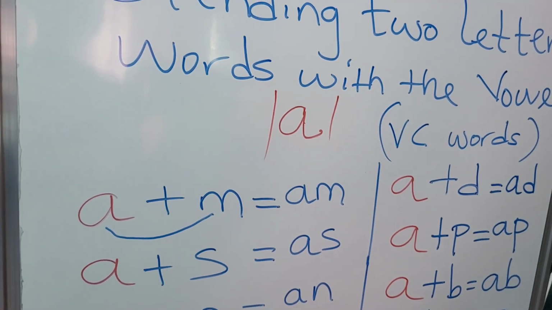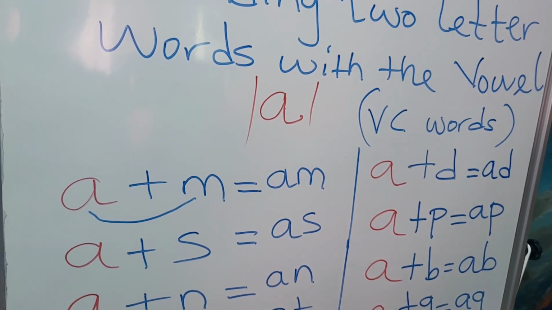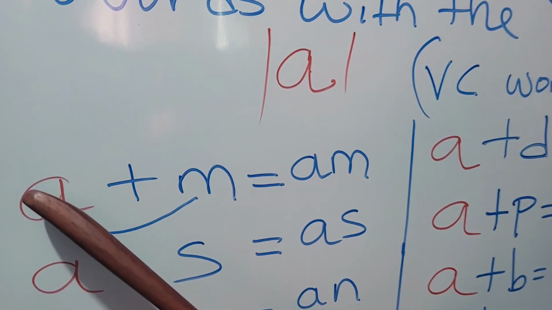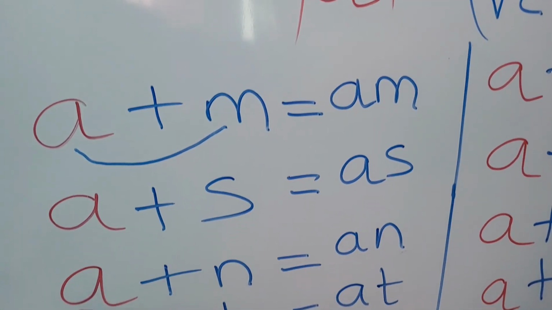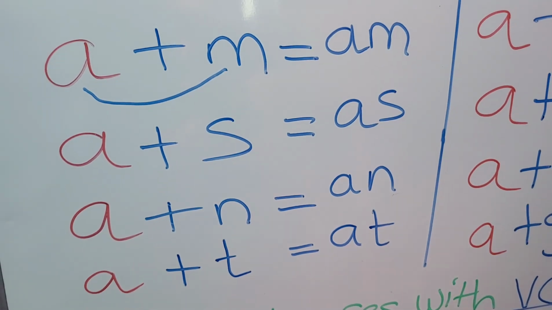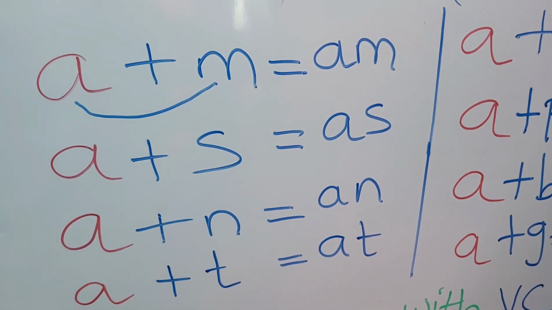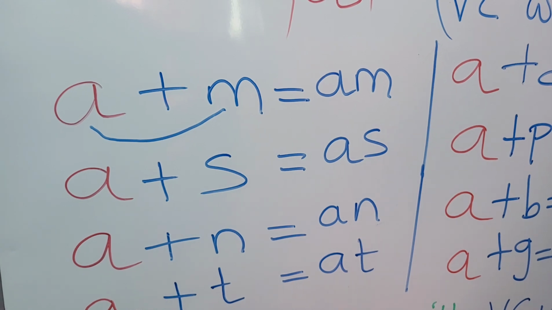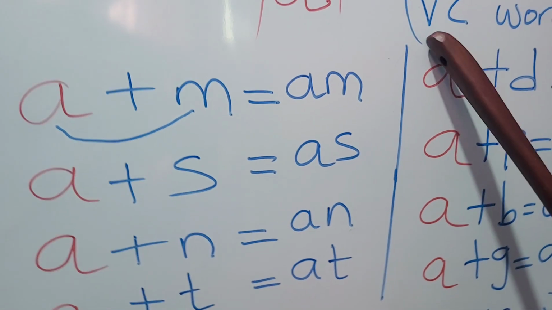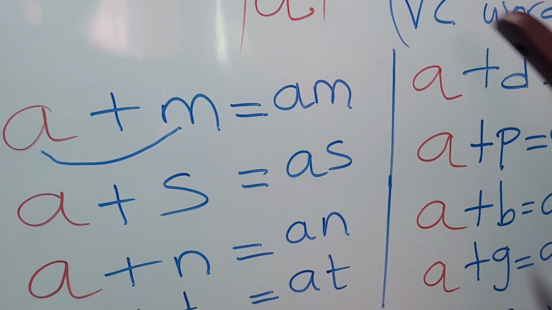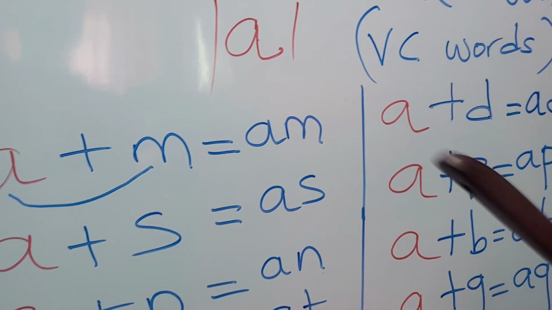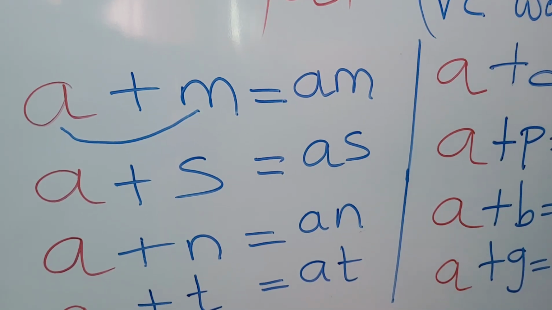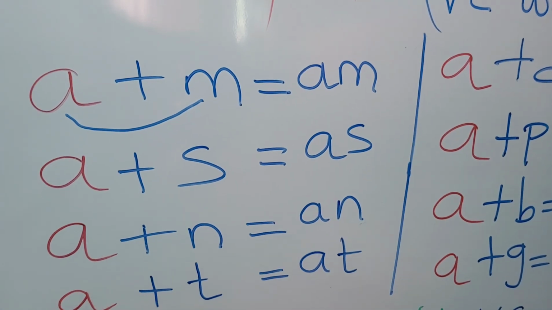And what do I mean by initial position? Initial position simply means the vowels shall be found at the front position. Unlike last class where our vowels were found in the median position. So to build VC words, in other words, vowel consonant words, the vowel shall take the front line, or we call it the initial position.